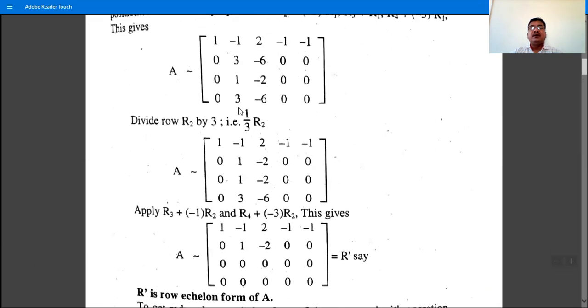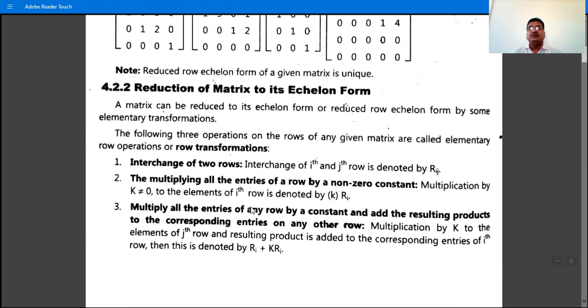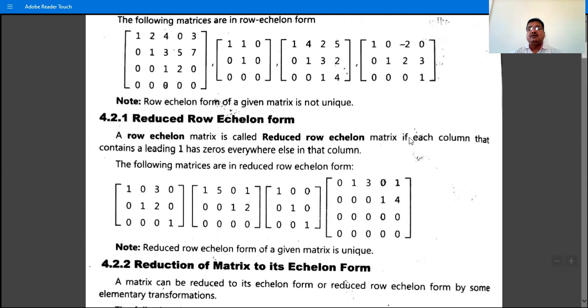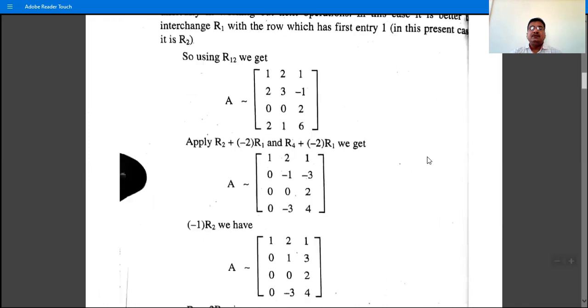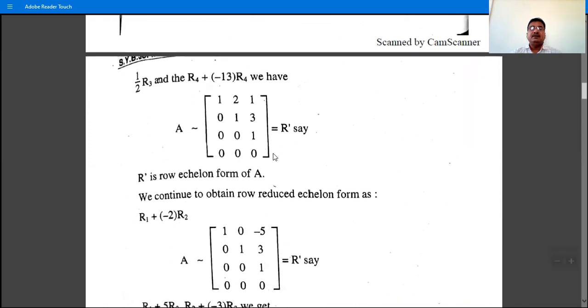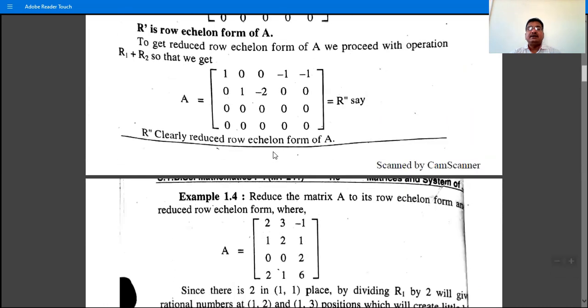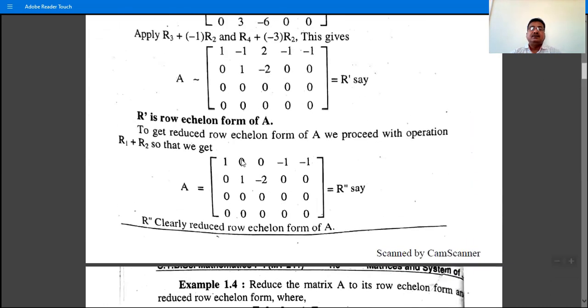Now we have to reduce the matrix to reduced row echelon form. So the fourth condition is that we reduce all the other elements in the column that contains leading one to zero. If you observe the first column, the remaining elements other than this one are zero.